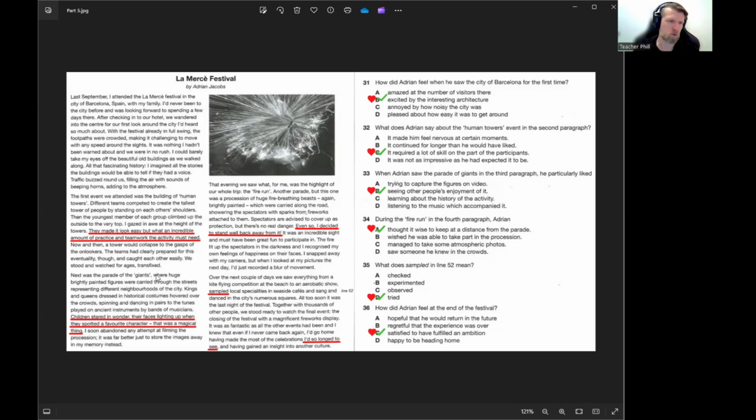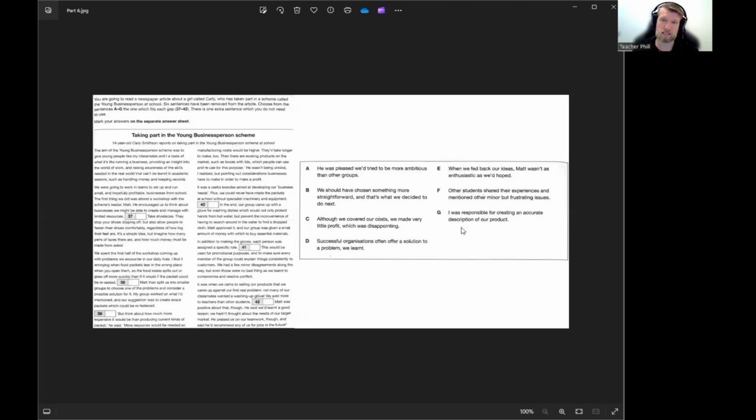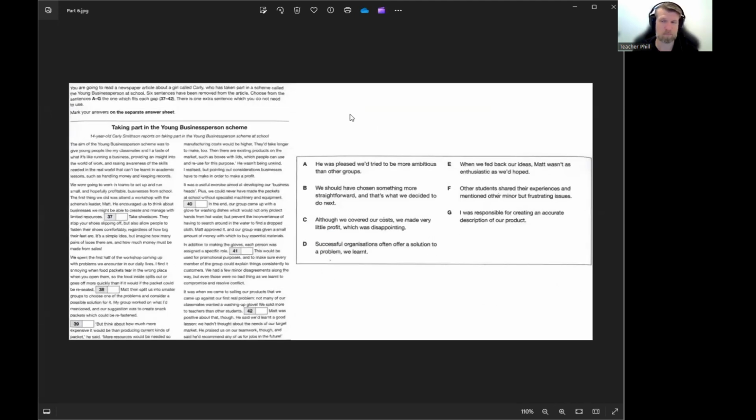So this is how part 5 works. And with that, let's move on to part 6. Part 6 is one of the most hated parts in the whole exam, I can tell you that. You need to read another longer text with 6 gaps, and for each gap you have to choose from one of 7 sentences. Which means, unfortunately, that there is one extra sentence which you don't need to use. That is the big problem here: you have one extra option, which can be extra confusing.